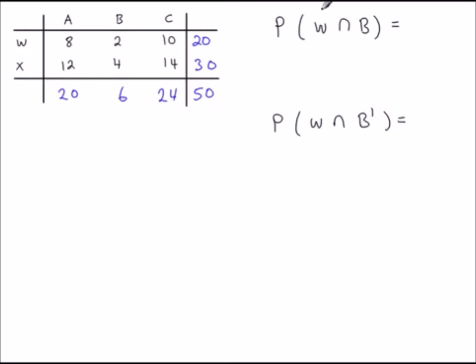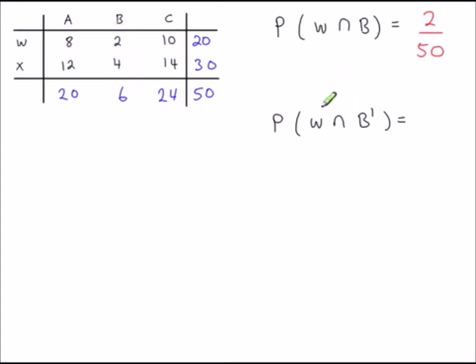The probability that event W and B happens. W is in that row, B is in this column, so you have W here, you have B here, and where do they meet up? On the 2. So that's W and B. That 2 is common to both W and B. So that's 2 out of the table total 50.